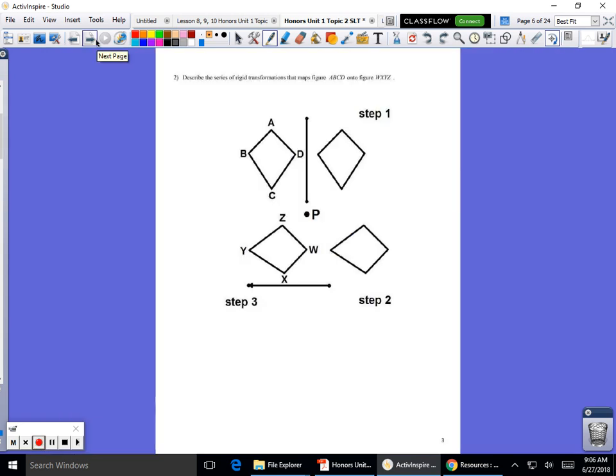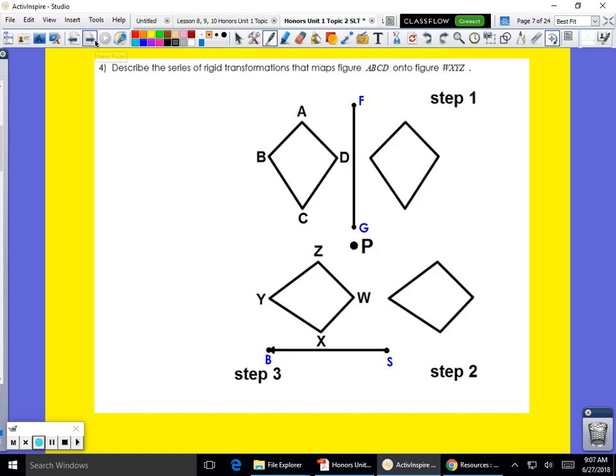So be careful, we're starting with ABCD. Move to step 1, and then to step 2, and then to step 3. So figure out, what are your steps? What steps did you take to get step 1, step 2, step 3? All right, you try that on your own. Here I decided to label them FG and BS. It doesn't matter, you pick what you want to call them. And there's also point P to reference.